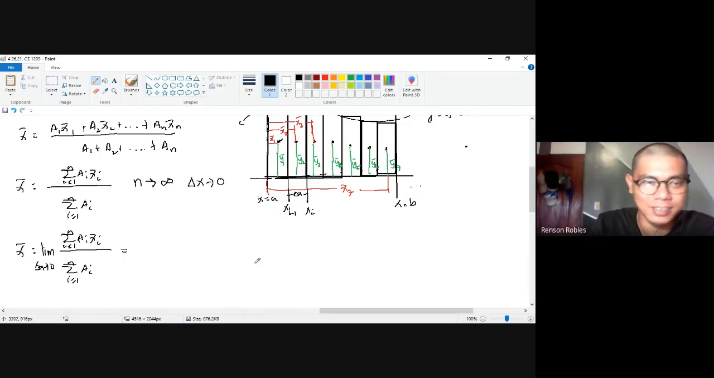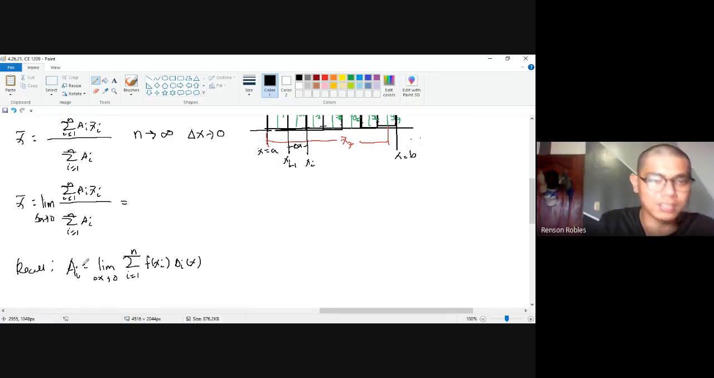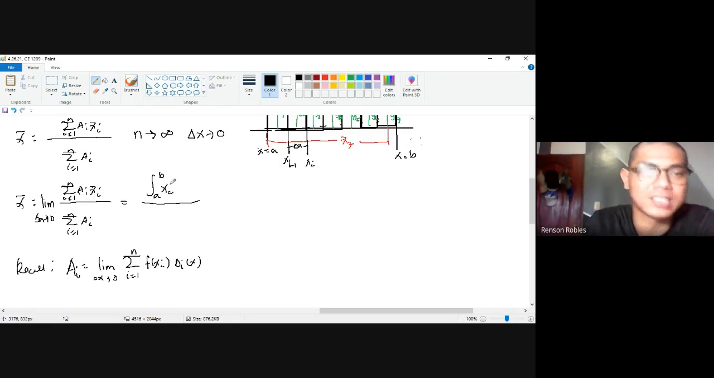Ito yon. Remember, recall. The area is equal to the limit of summation of f of xi delta I of x, where I runs from 1 to n as delta x approaches 0. And dito, ito yung Ai nyo. Kaya, as delta x approaches 0, and then if this happens, you can now have integral of, from the leftmost, it's A, to the rightmost, it's B. Then this xi, I will write now it's xc.